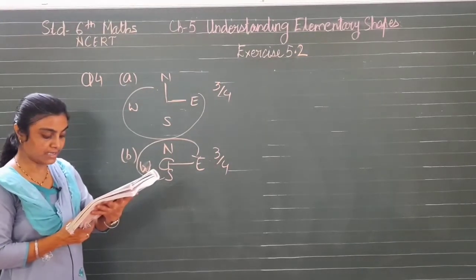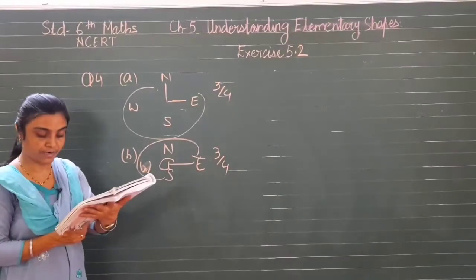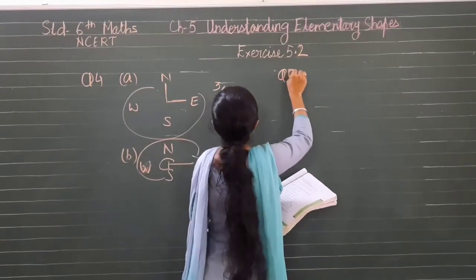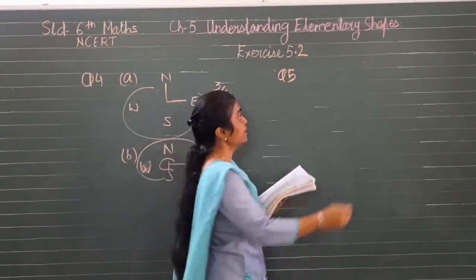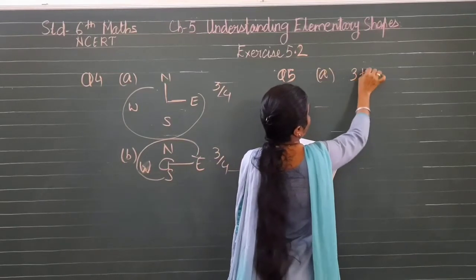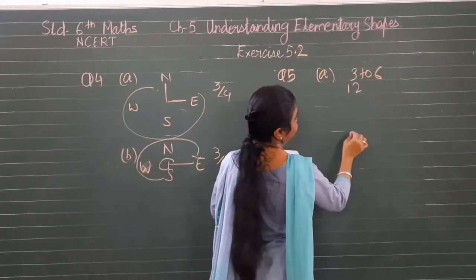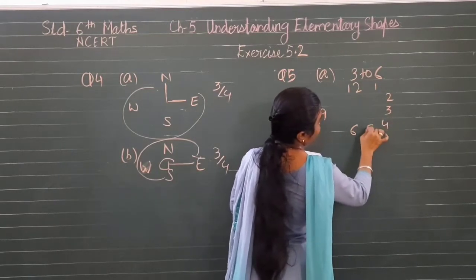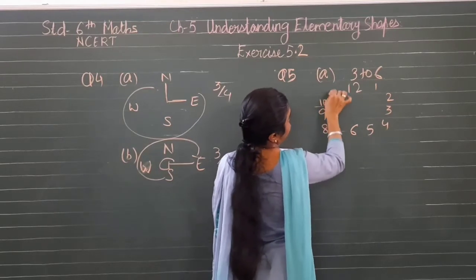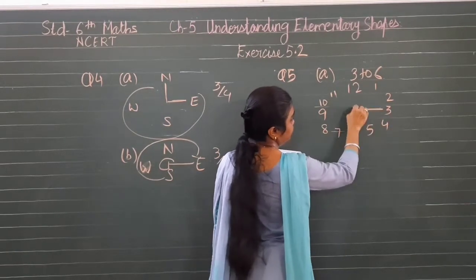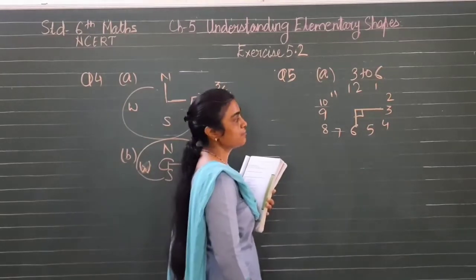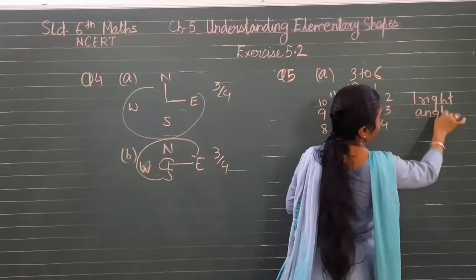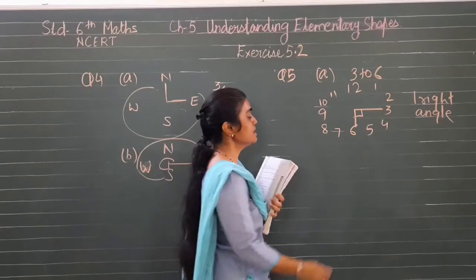Find the number of right angles turned through by the hour hand of a clock when it goes from, A, 3 to 6. So you have to write down the number of right angles. 3 to 6: one angle is formed, one right angle is formed. So you will get one right angle when it goes from 3 to 6.